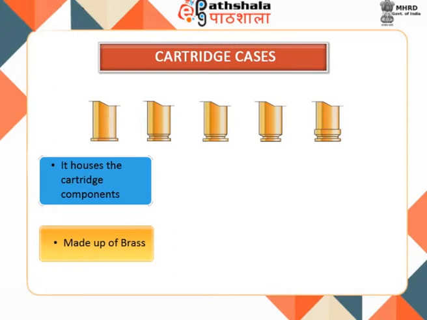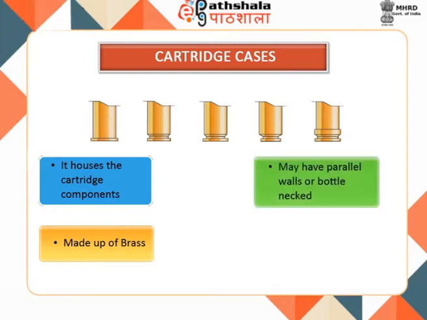Cartridge cases for low velocity weapons are short with parallel walls. These cartridge cases, which are meant for high velocity weapons, are long and bottle-necked. The base of the cartridge case may be rimmed or rimless.